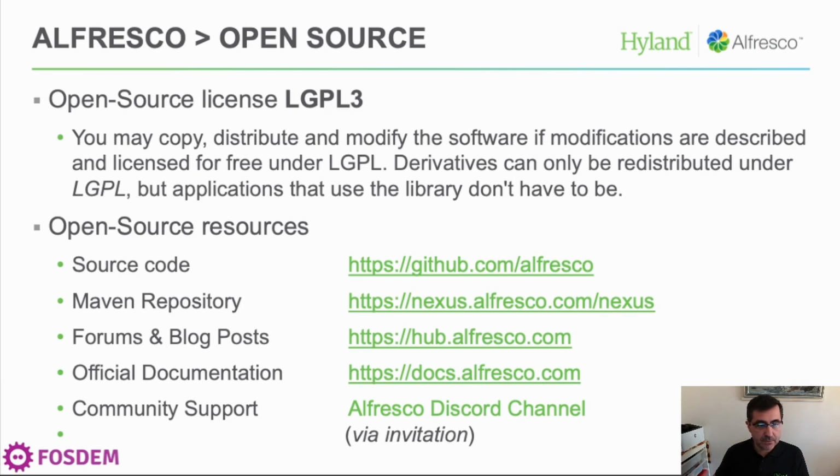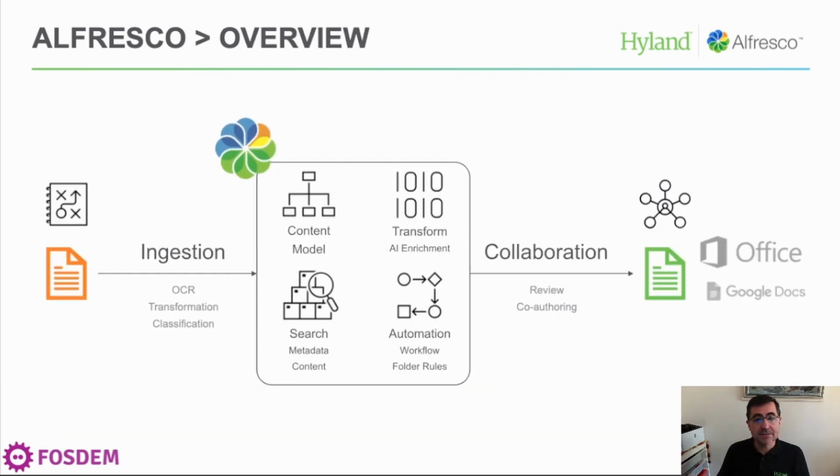So let's start reviewing what are the features provided by Alfresco and by mainly all the other content service platforms. This is like a classical flow of document management inside a content service platform. So you start with the ingestion of the document. You need to put the documents on the repository. And in this step, you can apply some OCR transformation and classification operations.